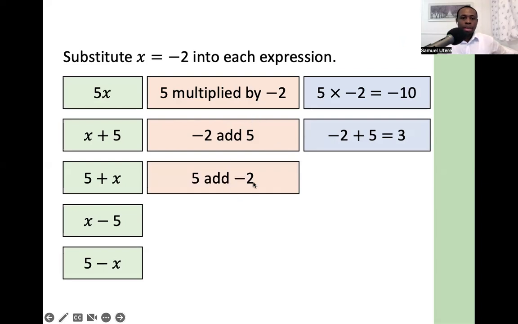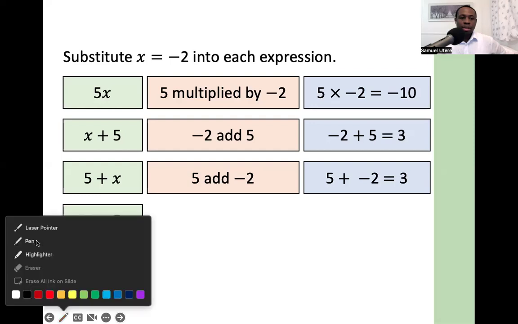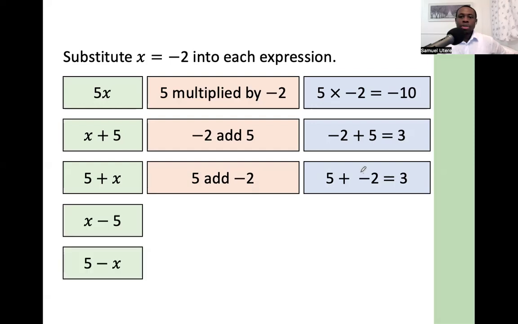Next, we'll have that one. So that will be 5 add negative 2. All right, that is a bit like writing it like that. And do not forget that these two signs, I always say, you should see their relationships. These two signs will become negative. So that is a bit like saying 5 subtract 2.